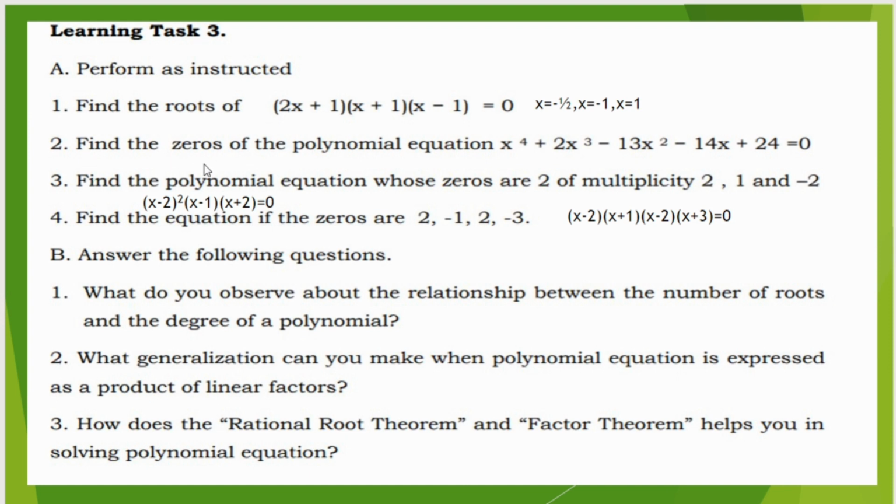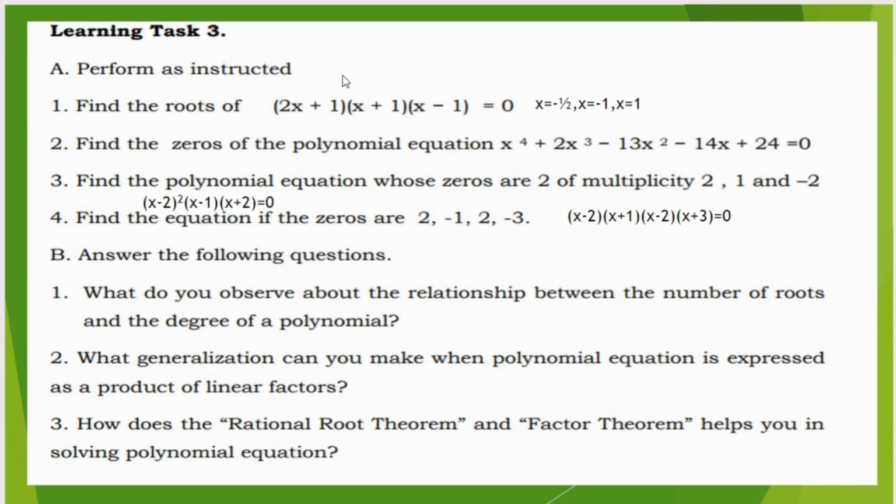Number 2, find the zeros of polynomial equation x to the 4 plus 2x cubed minus 13x squared minus 14x plus 24 equals 0. So you can use the rational root theorem, the synthetic division, the factor theorem, and the remainder theorem. Now let's have number 3.